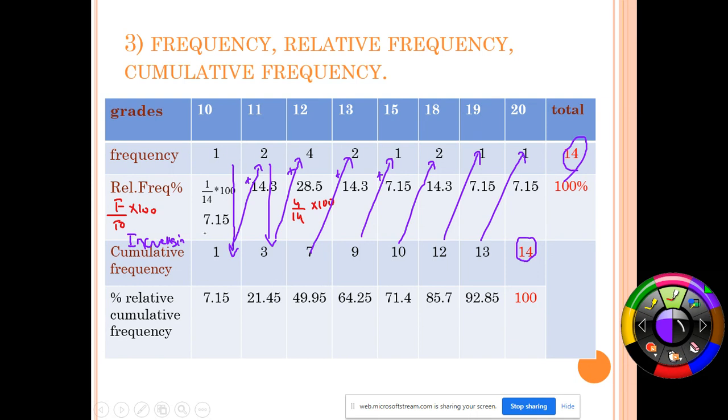So again, here it's like this. So how did I get the second one? I add it with this one, and I'm talking about the relative frequency. Then this one plus this one gives me this one, and it goes on until it reaches 100.